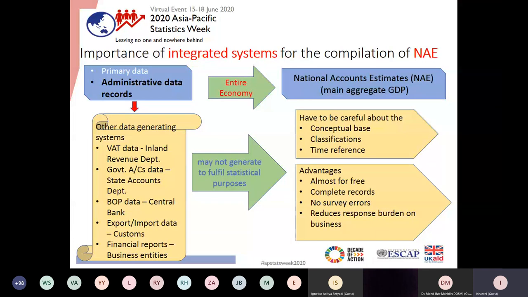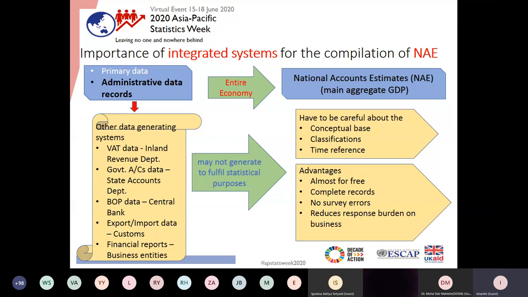Now let's move on to see the importance of integrated systems for the compilation of national accounts estimates. National accounts estimates are compiled based on primary data and administrative data sources. They should cover the entire economy. Usually, administrative data is provided through other data generating systems. We use value-added tax data from the Inland Revenue Department, government accounts data from the State Accounts Department, BOP data from the Central Bank, export-import data from Sri Lanka Customs, and financial reports from business entities.